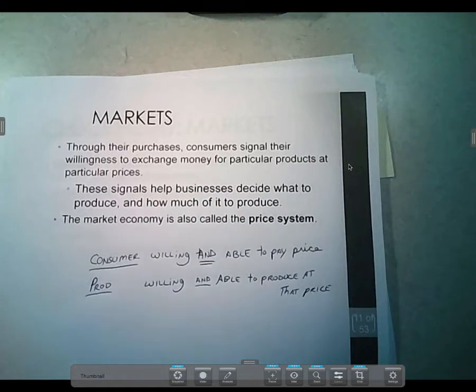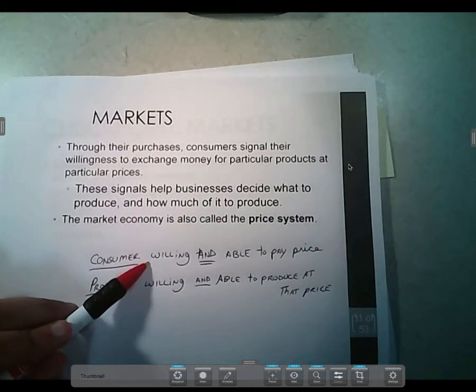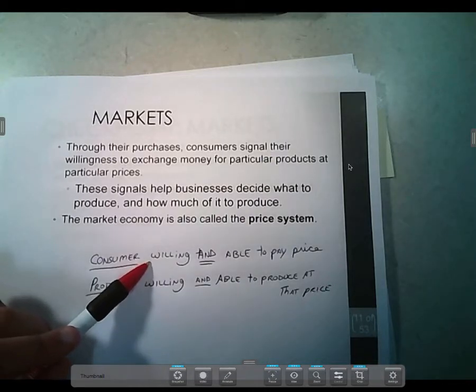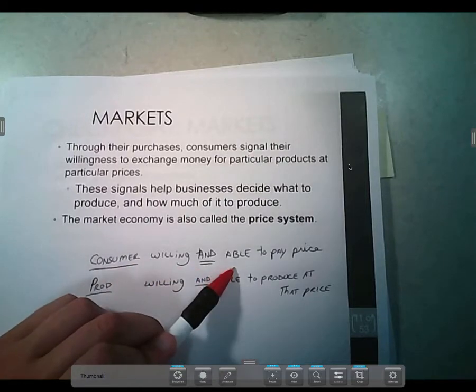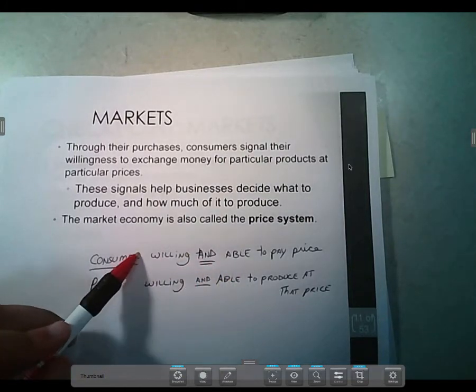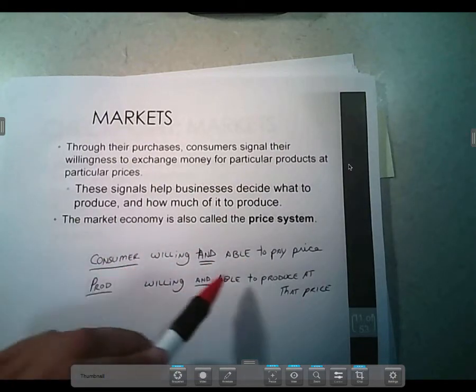Right? And there are some prices that even though I could pay for it, I wouldn't be willing to pay for it. An example of that would be like a $3,000 computer. You know, I could probably come up with $3,000 to buy a computer. So I'm able to do it, but I'm not willing to pay that much for a computer.